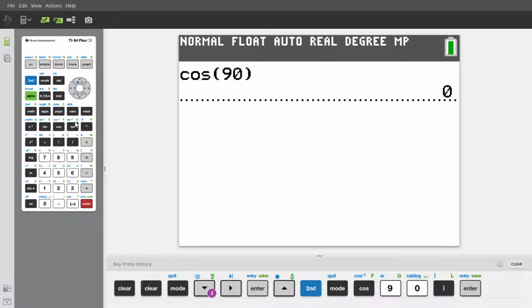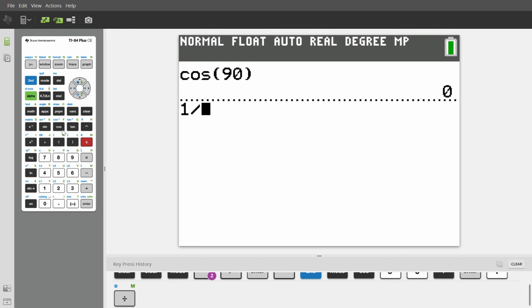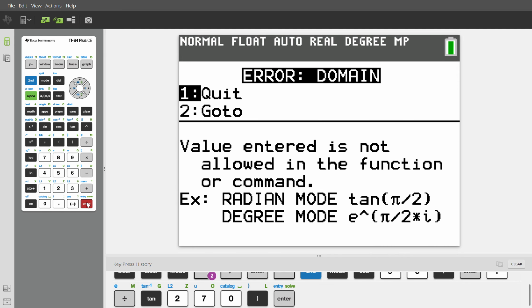So you have to know the definition of those. And so for instance, if I wanted to find the cotangent of 270 degrees, then I would have to know that cotangent is 1 over tangent. So I would do 1 divided by the tangent of 270. And that would give me the cotangent. And as you can see, it says there's an error. So that means that that is undefined. All right. So anytime you get an error, that means a domain error. That means that the function is undefined there.